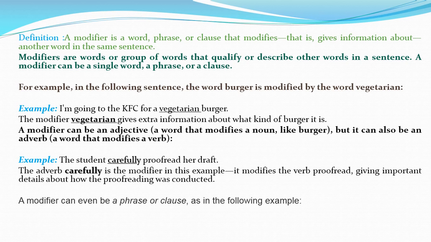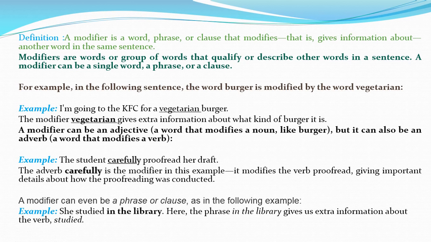A modifier can even be a phrase or clause, as in the following example. She studied in the library. Here, the phrase in the library gives us extra information about the verb studied. We can complete the sentence as, she studied, but we have added extra information. She studied in the library. It means the word studied has been used here more specifically, showing where she studied.